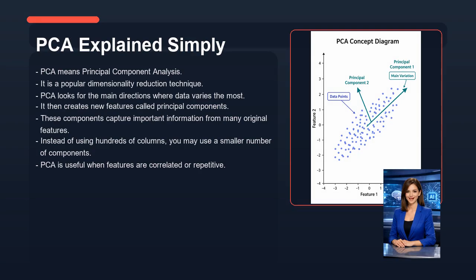Now let's look at PCA explained simply. PCA means Principal Component Analysis. It is a popular dimensionality reduction technique. PCA looks for the main directions where data varies the most. It then creates new features called principal components. These components capture important information from many original features. Instead of using hundreds of columns, you may use a smaller number of components. PCA is useful when features are correlated or repetitive.